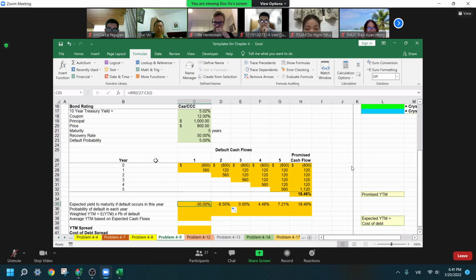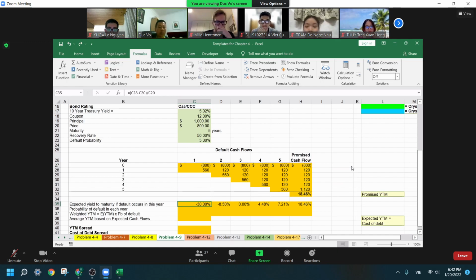I use IRR. The IRR simply tells you the rate of return in your project, in your normal project evaluation. Okay, so that is my expected yield. I leave this one like that so it's easier for you to see. If you get 560 in year one, but you invest 800 in year zero, it means that in that year your return is you lose 30%.